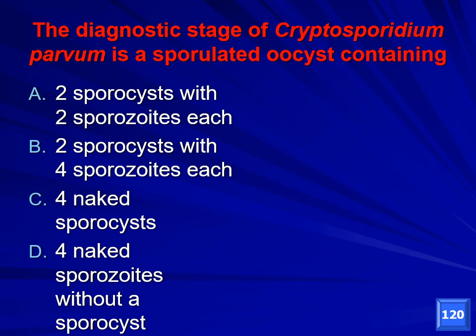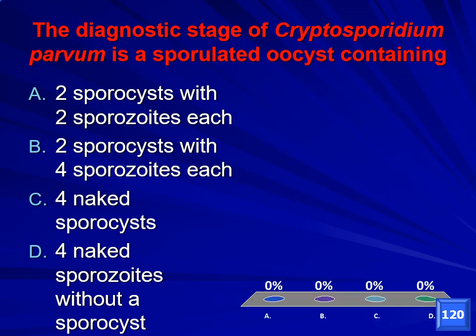The second question is: the diagnostic stage of Cryptosporidium parvum is a sporulated oocyst containing two sporocysts with two sporozoites each, two sporocysts with four sporozoites each, four naked sporocysts, or four naked sporozoites without a sporocyst. The correct answer is D, which is four naked sporozoites without a sporocyst.